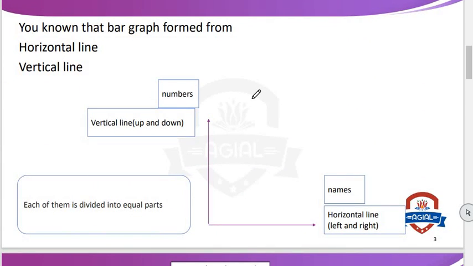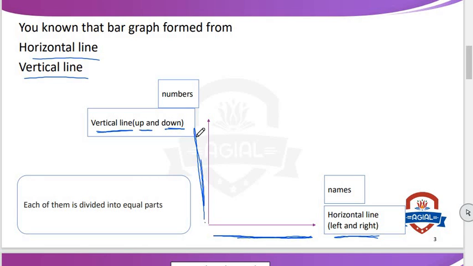At first, you know that bar graph is formed from a horizontal line and a vertical line. Bar graph formed from what? Horizontal line and vertical line. Horizontal line goes from left to right. Say with me, horizontal line. And vertical line goes up and down. Super. Horizontal line and vertical line.